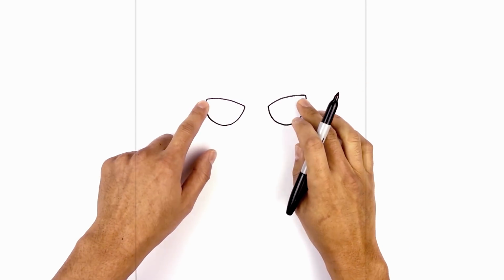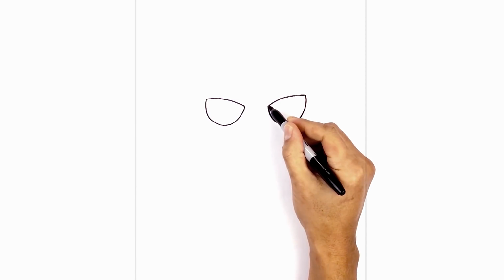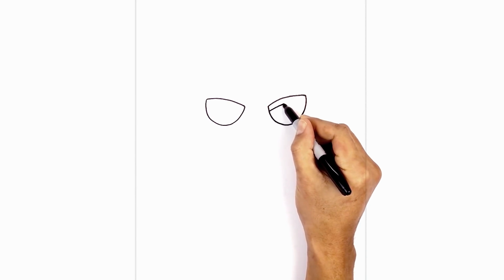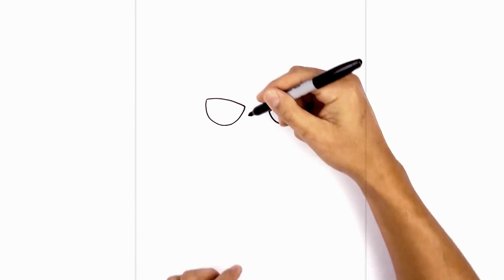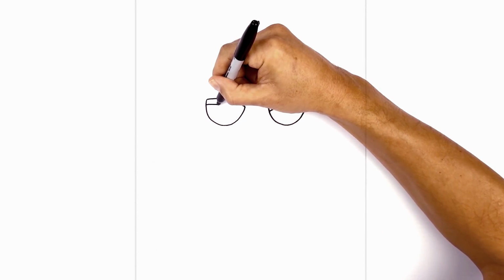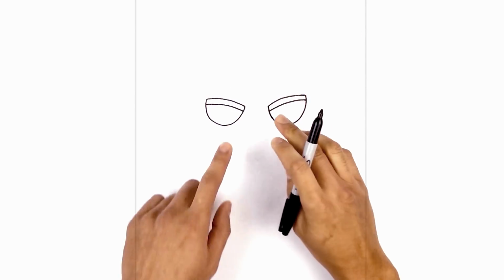Now I just want to thicken up the upper eyelid. So we're going to follow this curve just below it. So we're going to step down, drawing a curve going across. We'll do the same thing on the right side. And we want to go in and fill the eyelids in black.